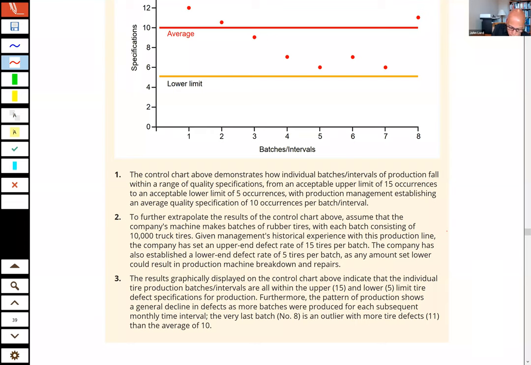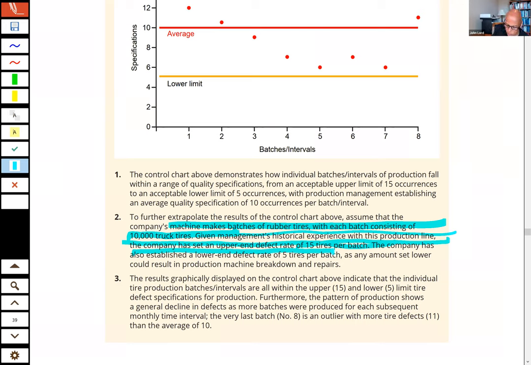They talk about, for example, a machine that makes rubber tires with each batch consisting of 10,000 truck tires. Given management's historical experience with the product line, the company has set up an upper end defect rate of 15 per batch, and also established a lower end defect rate of 5 tires per batch. Now, sometimes you think, well, why wouldn't they want 0? Well, there's a cost associated with getting 0 defects per batch, right? And so they've set it within certain limits.